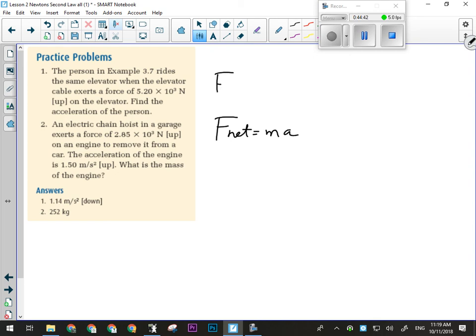We've already looked at how gravity is calculated by going mass times the acceleration due to gravity. So we calculate any force that way. We take the mass of the object and multiply it by the acceleration that is produced. So when we're looking at number 2, it says we have an electric chain hoist that can exert this much force upwards. It's lifting an engine to remove it from a car. They tell us the acceleration of the engine, but they don't tell us the mass. So that's a bit of a problem, considering that gravity is one of the forces involved, and the only way to calculate gravity is to have mass.